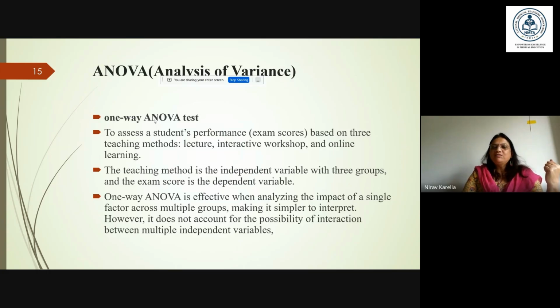Now, one-way ANOVA is very effective when you analyze the impact of a single factor across multiple groups, making it simple to interpret. The teaching method is my one variable, with 3 groups. I am checking how many exam score students get attending lectures, how many in the interactive workshop, and how many in online teaching. So I have compared the scores of these 3 methods. This is called one-way ANOVA.